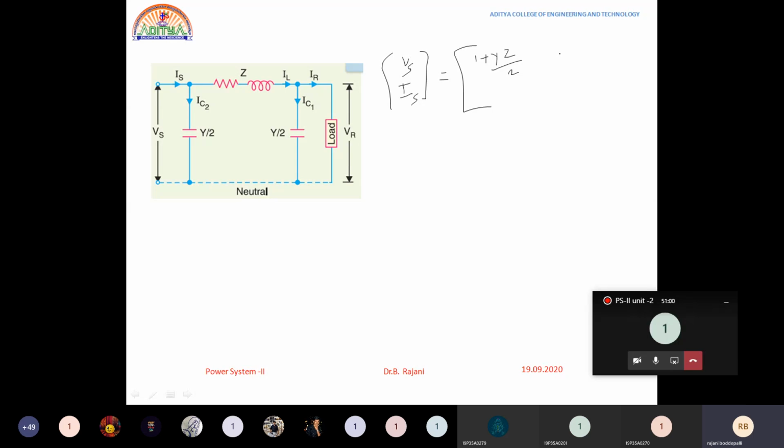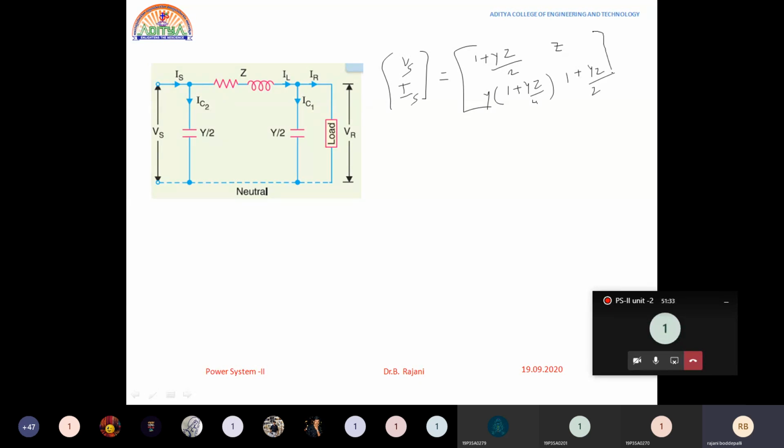What is B? B we have as Z. After comparing, what is C? Y into 1 plus YZ by 4. Now, what is D we have got? 1 plus YZ by 2.